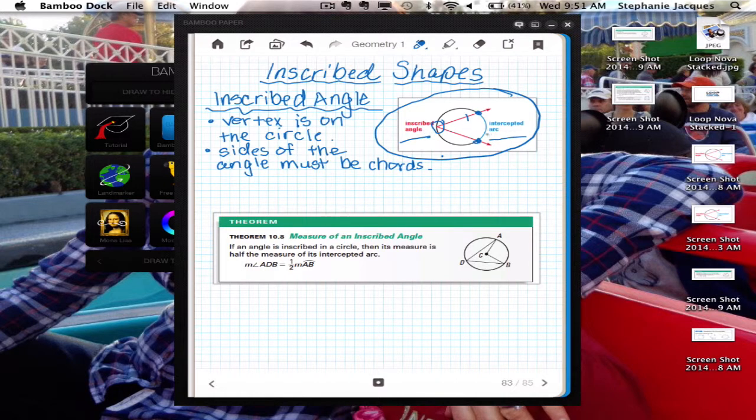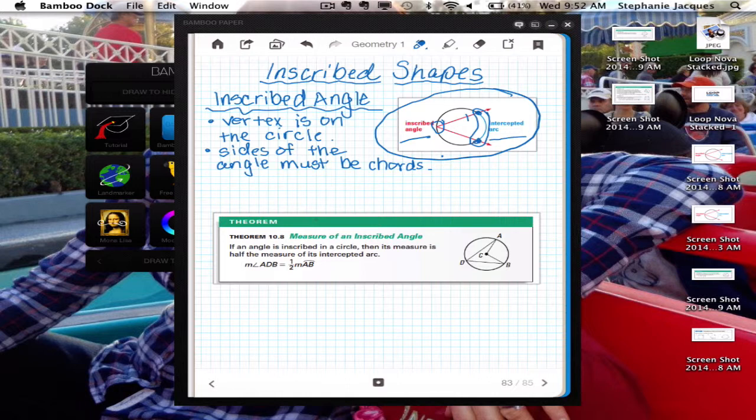The intercepted arc is just the distance from this point all the way down to this point. And it's in degrees because it's an arc. So you have that distance. So when you have your two lines, the chords that come out, you measure from one chord to the other to get your arc. All right, so let's look at a theorem about this.